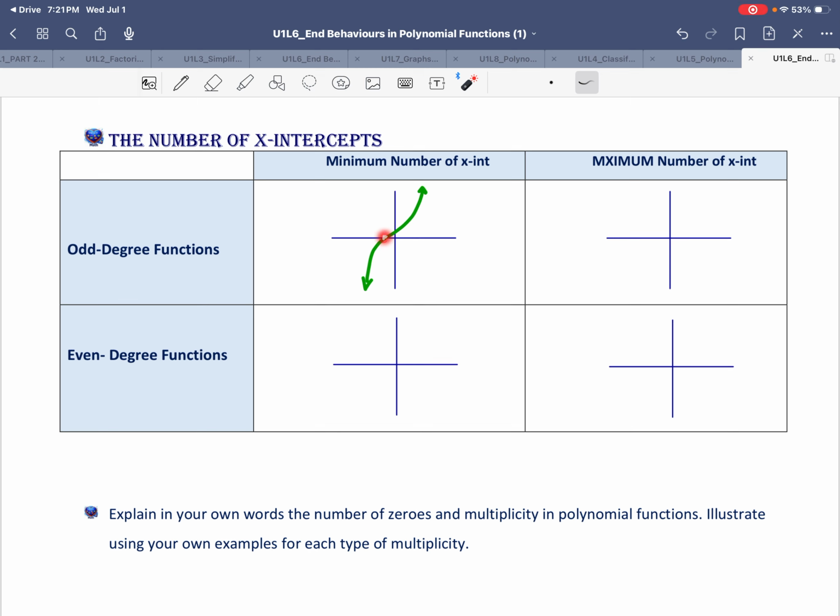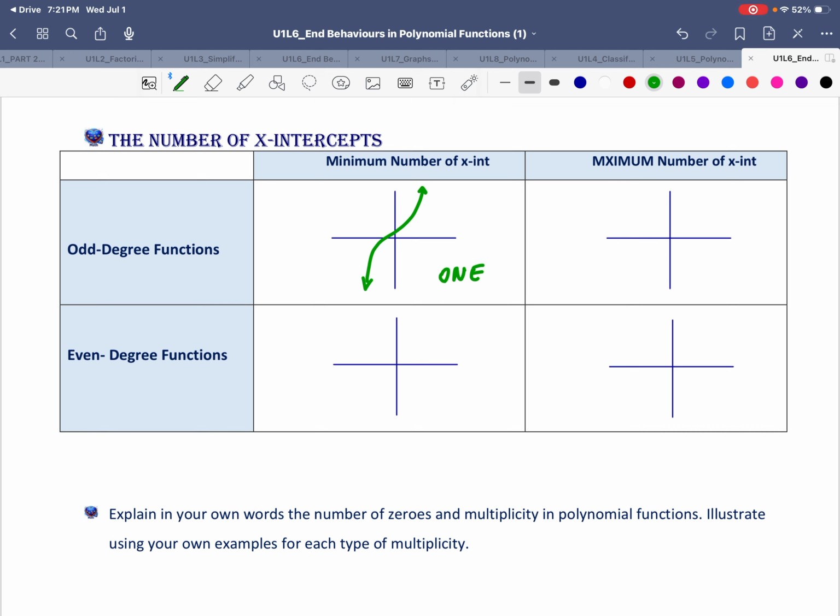Another way to explain this is remembering that the range in odd degree polynomial functions is y any real number. And if y is any real number, it means that the y values will be positive, and negative as well. And because they're continuous functions, when a function changes from negative to positive and vice versa, they have to go through zero. So we need to have at least one x-intercept.